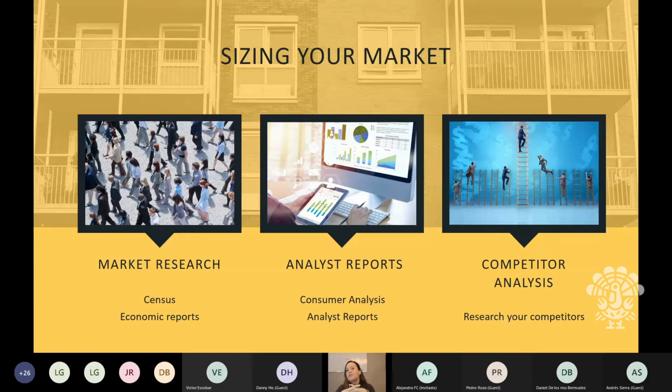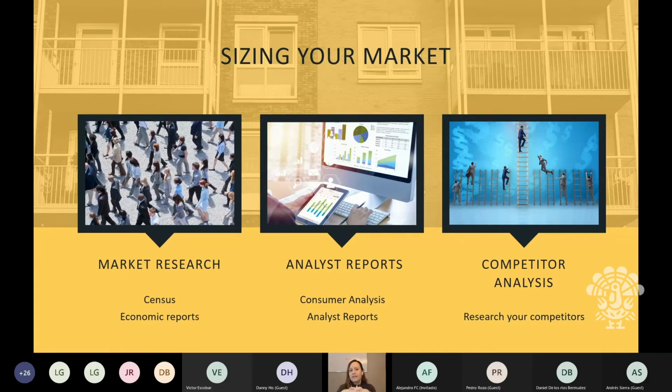The second thing you can use to size your market is analyst reports, which help you describe your customer better. What are the consumer analysts saying about trends, about how Canadians are buying products or services, especially in your particular industry? Those links are also included here.